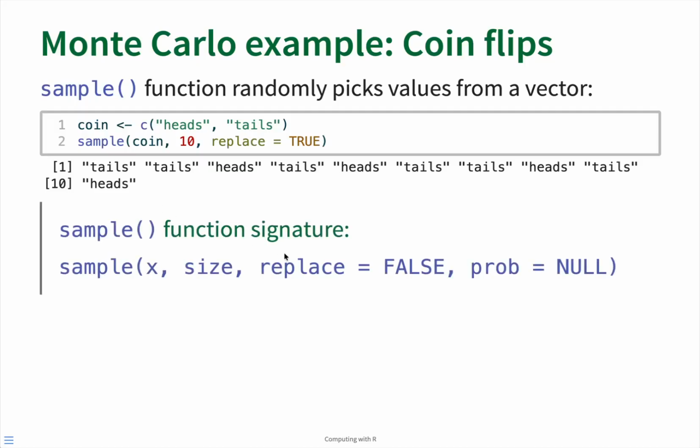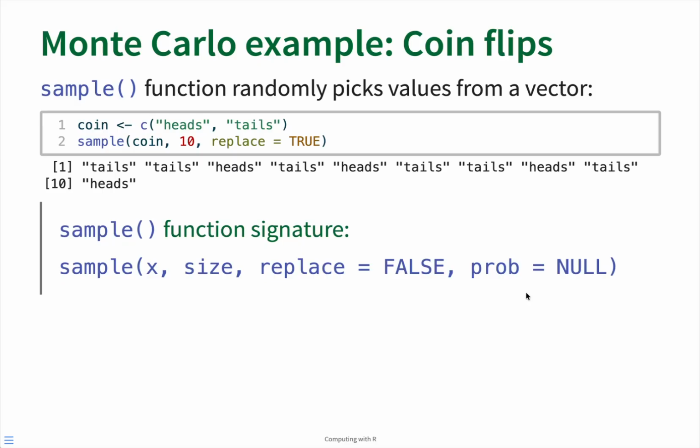So this is what the function signature of the sample function looks like. As we talked about, the first argument is a vector, here represented by the argument x, of the values we can pick. The second argument is the size, right? The number of times we want to sample from the vector x. We have to specify whether we want to replace the values from x or not. The default is you don't replace them, which is why here we had to specify that we did want to replace them. And finally, you can also optionally provide probabilities of picking the different values from the coin vector.